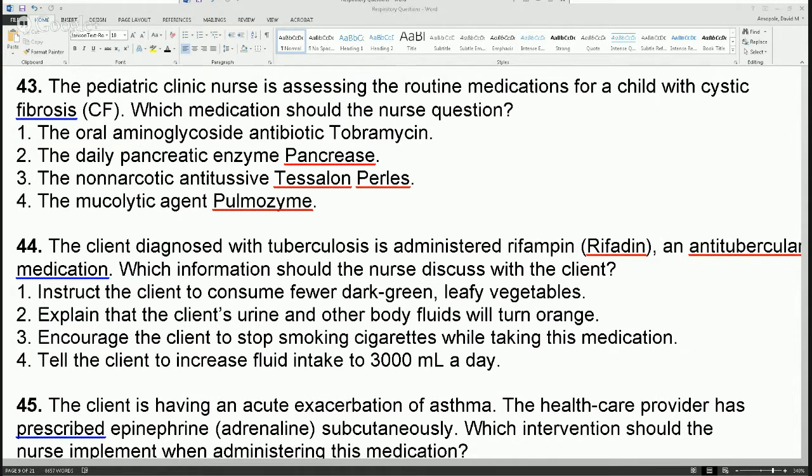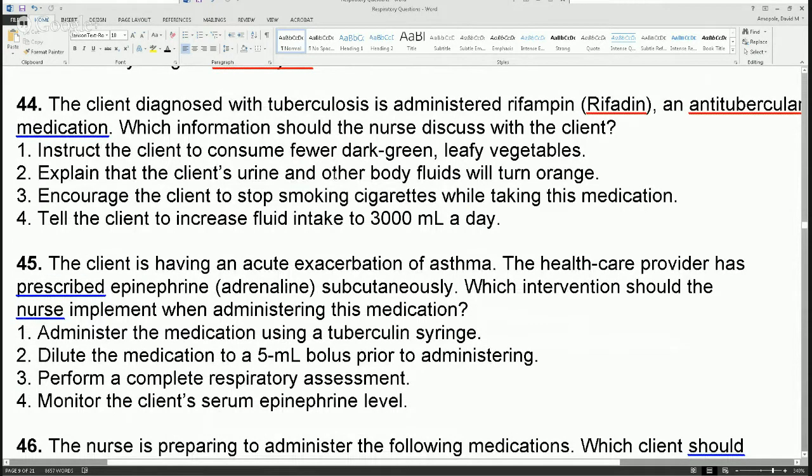All right, Aaron, another one for you. A client diagnosed with TB is administered rifampin, an antitubercular medication. Which information should the nurse discuss with the client? Two. We got that nice orange color. Yep.